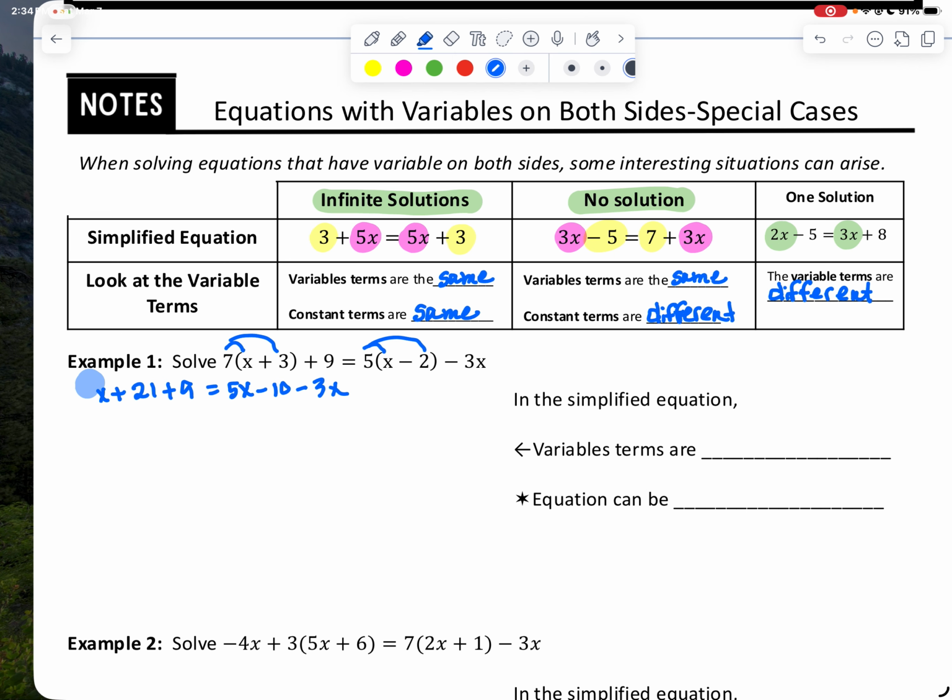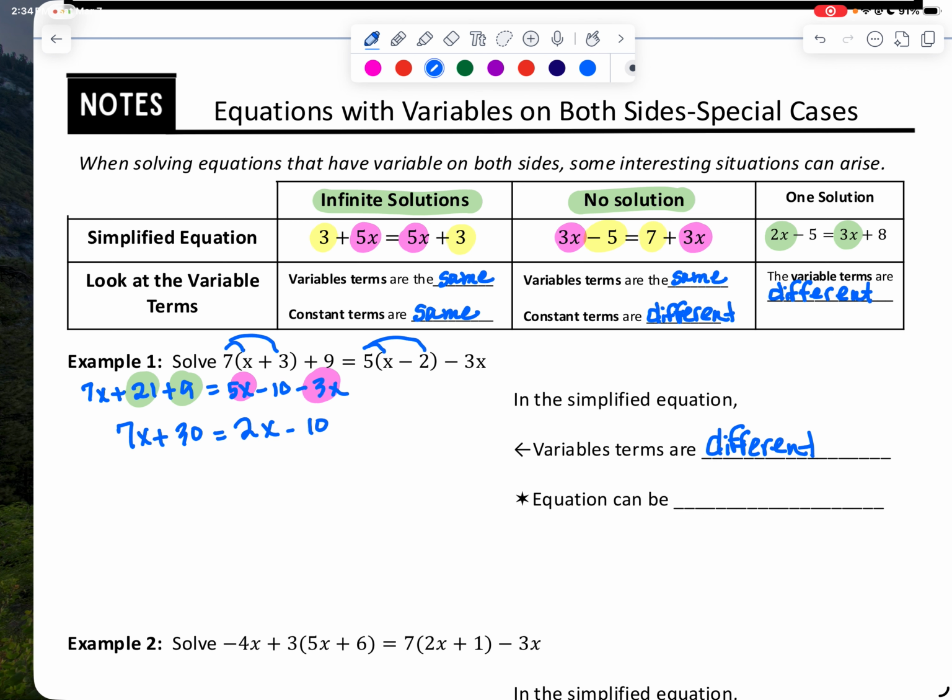My like terms here are 21 and 9. And on the other side, my like terms are 5x and negative 3x. So this would be 7x plus 30 equals 2x minus 10. Now we're going to look at the simplified equation, and we're going to fill in these words over here. So in the simplified equation, the variable terms are different, because on the left side we have a 7x, and on the right side we have a 2x.